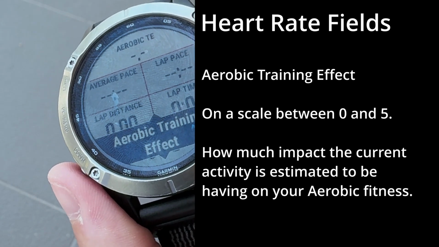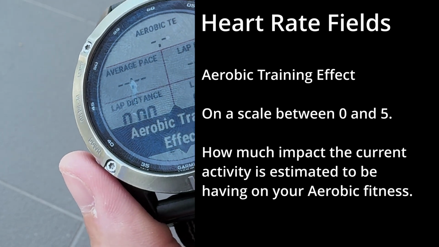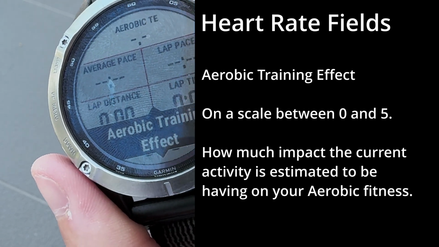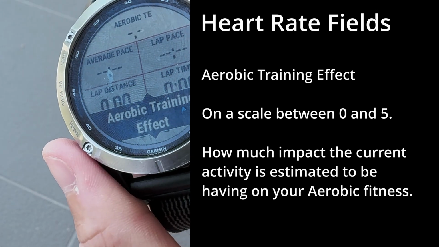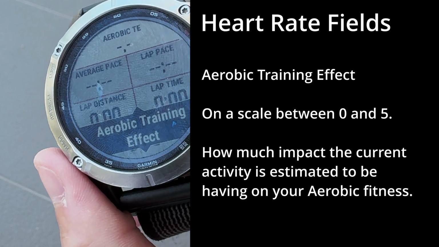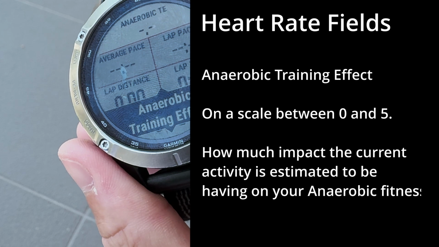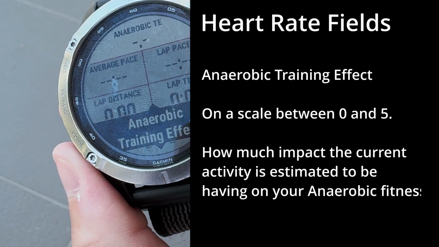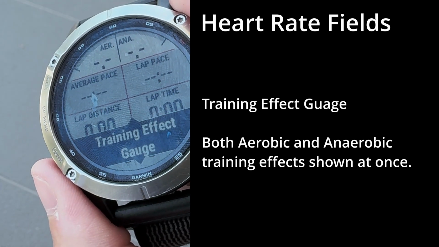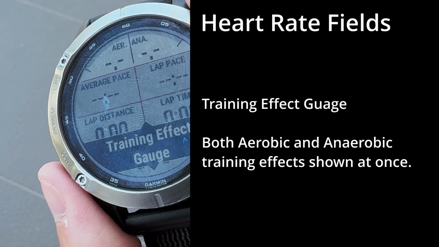Aerobic training effect, this is a Garmin thing, so this is how much impact on your aerobic fitness the watch thinks the current activity is having. Similar for anaerobic training effect, how much impact on your anaerobic ability the watch thinks your current activity has. Training effect gauge, this is just both of those things kind of mixed together.